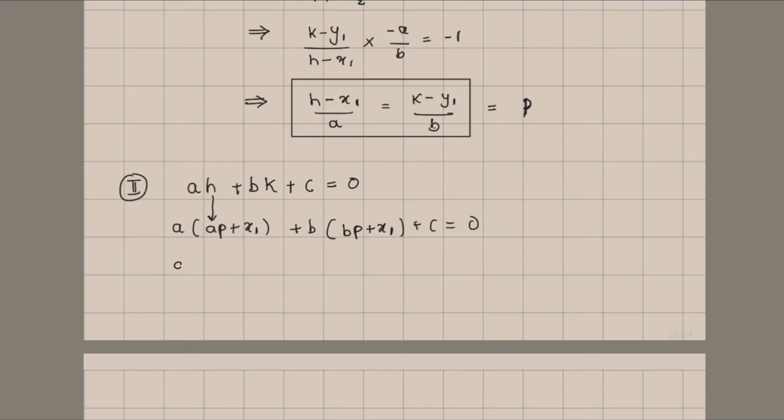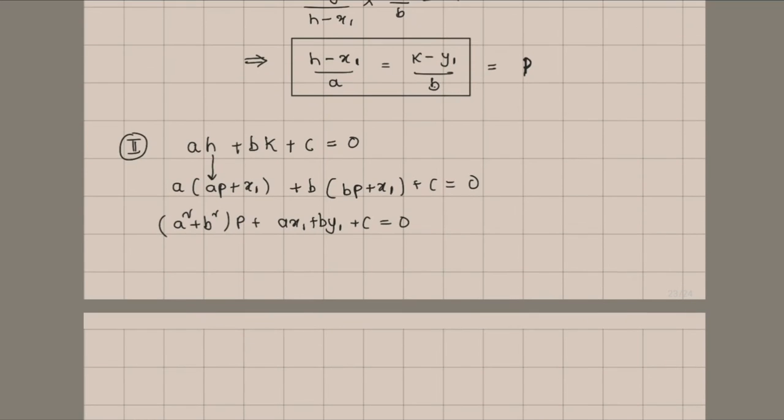So if we solve, you get (a squared plus b squared) into p plus ax1 plus by1 plus c equals 0. This is the line equation, which gives p equals minus of (ax1 plus by1 plus c) by (a squared plus b squared). See, all these terms are known. We know a and x1, b and y1, c, and a and b. So we get p as some constant.